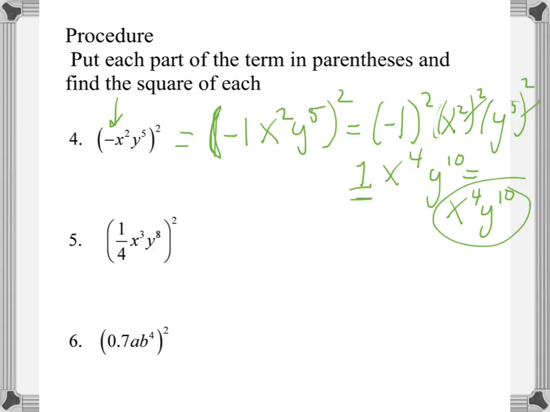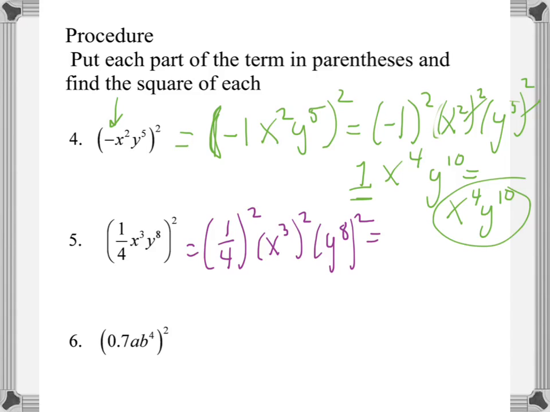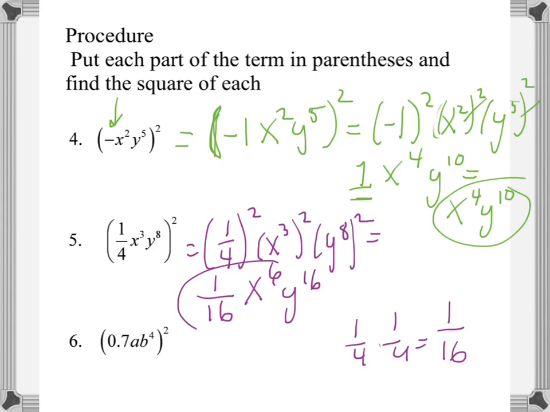Okay, in the next example, we have the coefficient of 1/4, so I'm going to put that in its own parentheses. Okay, and then x to the 3rd squared and y to the 8th squared. Well, 1/4 squared is 1/4 times 1/4, so that's 1 over 16. So this ends up being 1 over 16, x to the 6, y to the 16th.